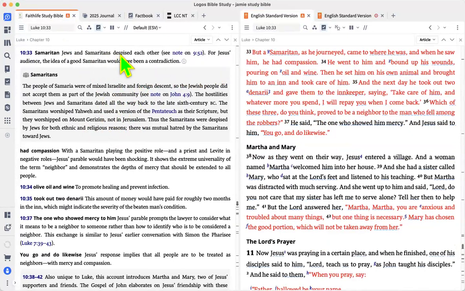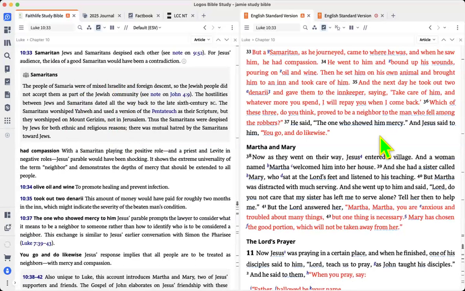Jews and Samaritans despised each other. And for Jesus's audience, the idea of a good Samaritan would have been a contradiction. So this gives us some background, and I can actually read this entire section on Samaritans. This gives us the social context so that when we hear Jesus talking about the parable of the Good Samaritan, he's actually using a bad guy as the example of who you should be like.